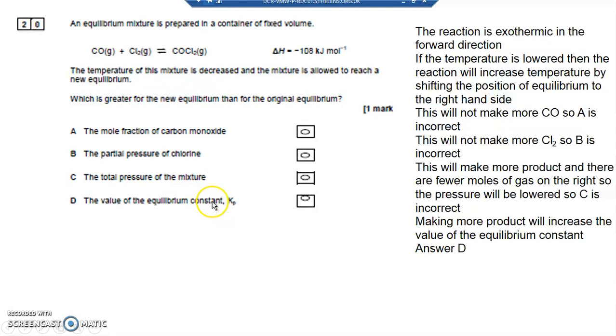The value of the equilibrium Kp, so how will that affect the equilibrium constant? Making more product will increase the value of the equilibrium constant, because the equilibrium constant is the amount of product divided by the amount of reactants, or the concentration of the products divided by the concentration of the reactants, or in the case of gases, the pressure of the products divided by the pressure of the reactants. And if you're making more product, then Kp, or the equilibrium constant, will increase.